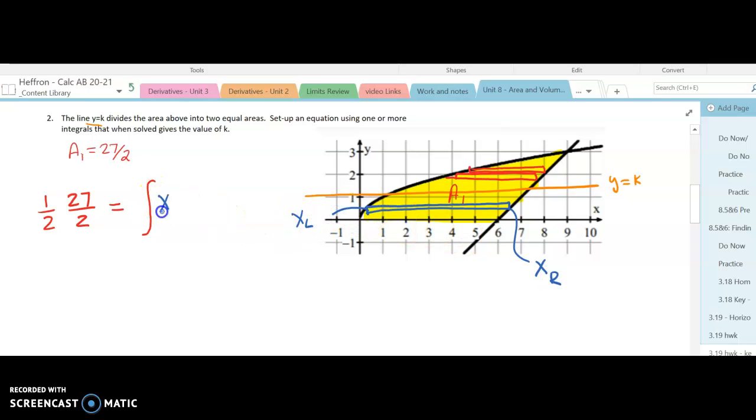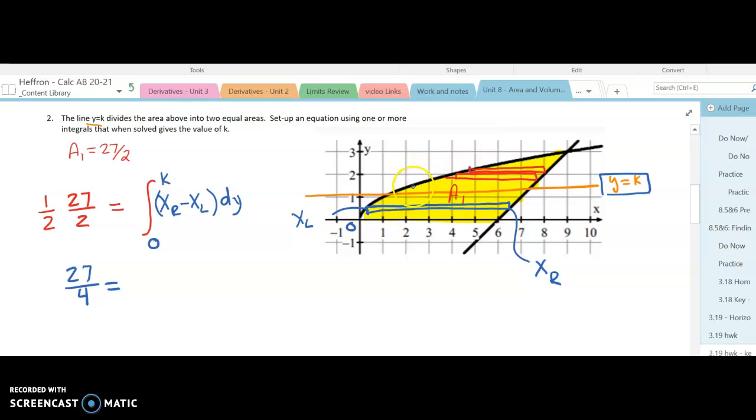That area times dy from my lower limit of 0 to my upper limit of wherever they stop, and we don't know where that is, but we know it's k. So we'll say that's k. This is going to be my equation. Now I just have to turn it into x right and x left.